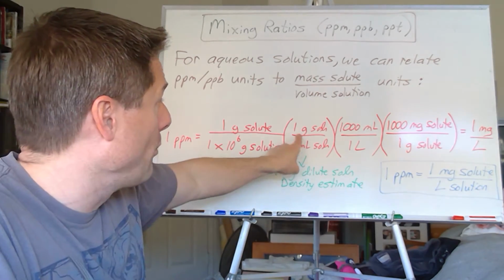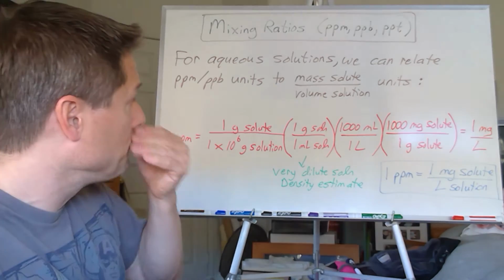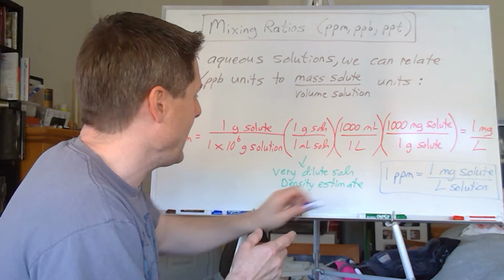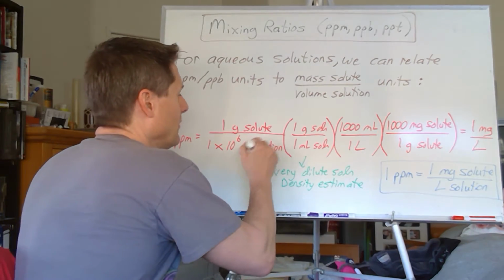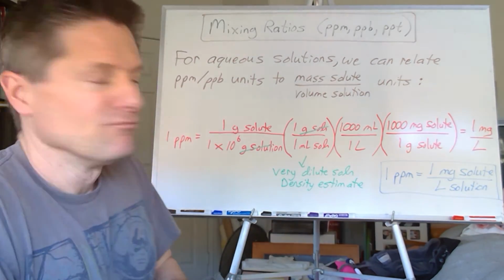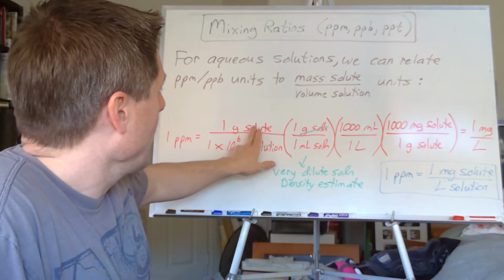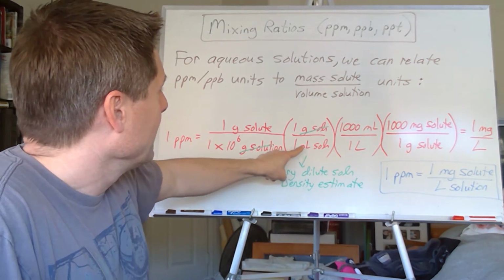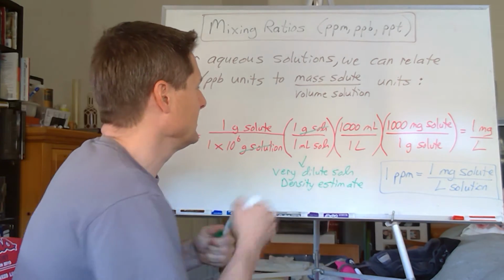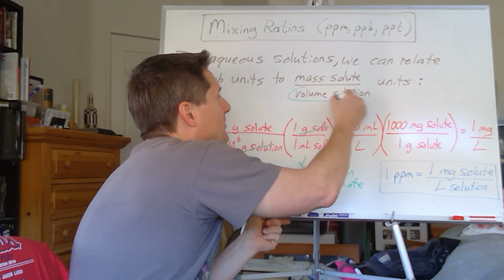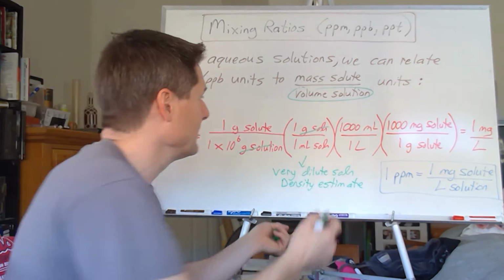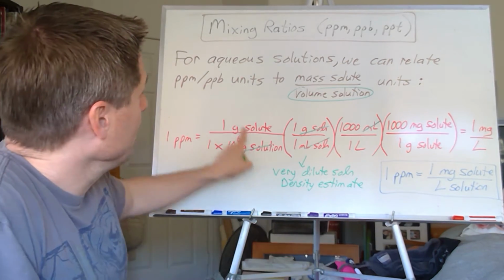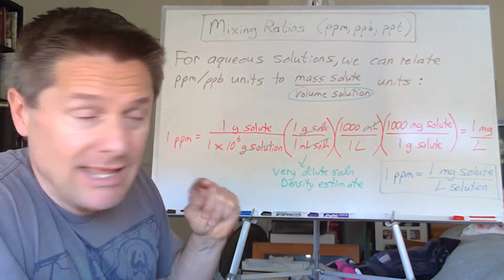We technically could go 1.0, but we're not dealing with sig figs in this one. So that allows us to eliminate, let's do it in green, grams of solution. And now we're in grams of solute per milliliter of solution, but it's still a really awkward number. So let's convert milliliters to liters, and let's get the volume of our solution into liters in this case. So milliliters of solution to liters of solution. So this would give me grams of solute per liter.